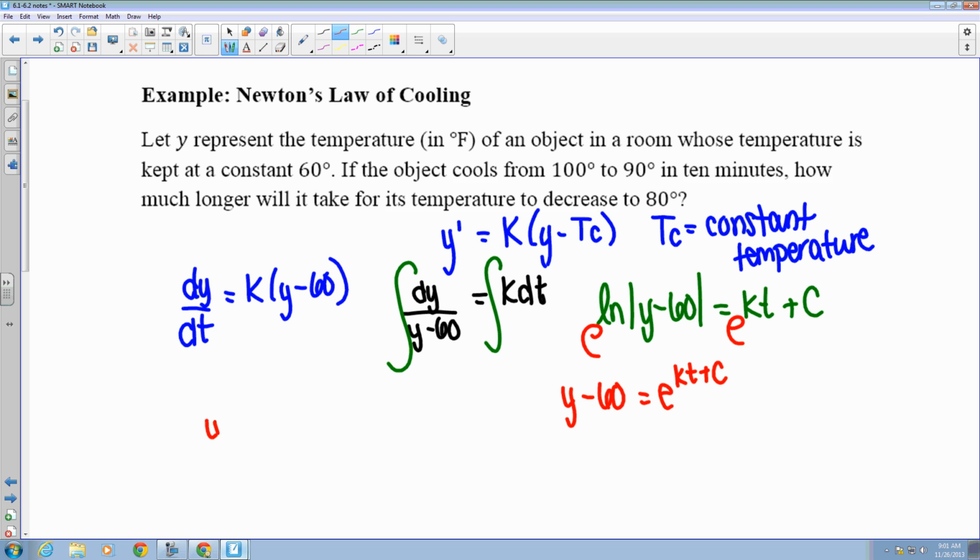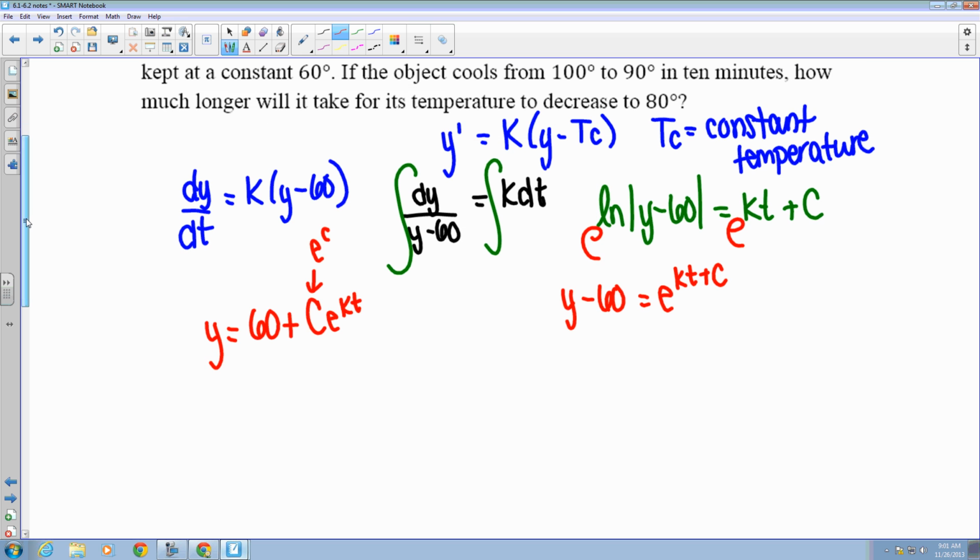And our temperature function will be y equals 60 plus Ce^(kt). I can pull that constant out because I'm doing the inverse of the exponent rules. If you have addition, you can change it to a number out front, e^C. But it's still just a constant, so we can just call it C instead of e^C. So now we have two different conditions. The initial temperature is 100, and then in 10 minutes it changes to 90.